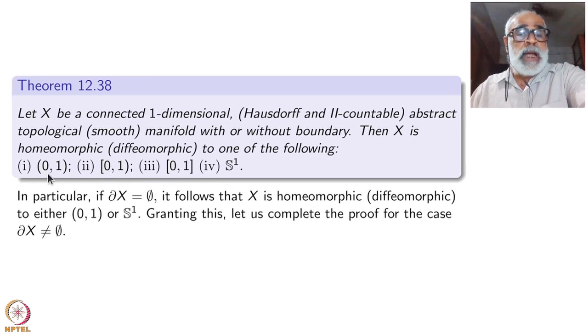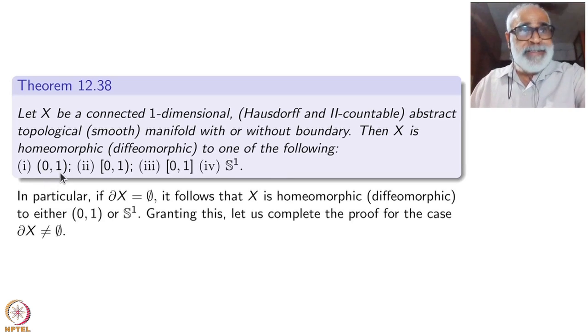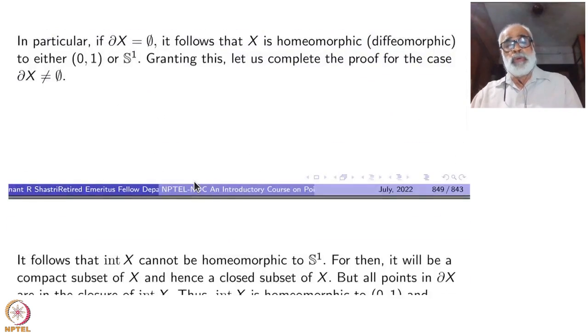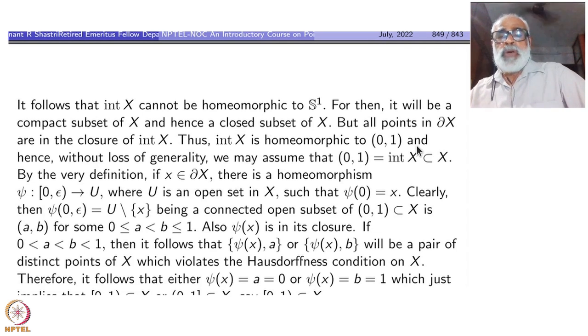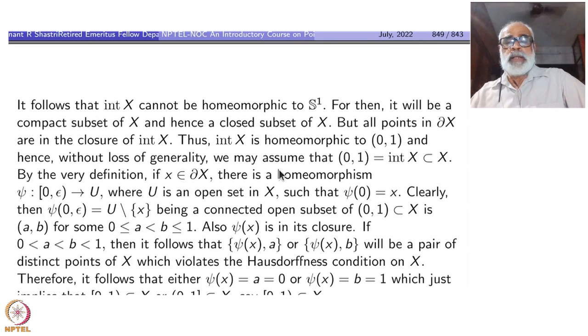So in other words, I want to show that 0, 1 is sitting inside as the interior of X. X is a manifold with boundary, and that boundary is non-empty, it will consist of 1 point, 2 points, that's it. And in those cases, it must be precisely this. So this is what we have to show. So I repeat, interior of X is homeomorphic to 0, 1, and hence without loss of generality, we may assume 0, 1 itself is the interior by taking the homeomorphic copy of this one.